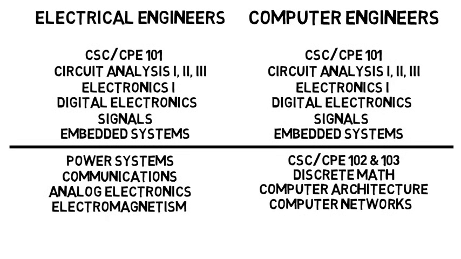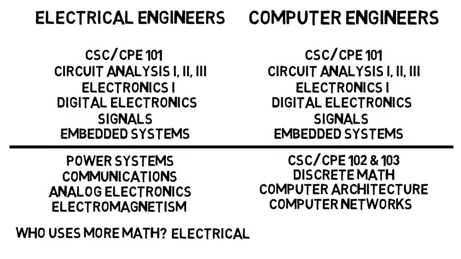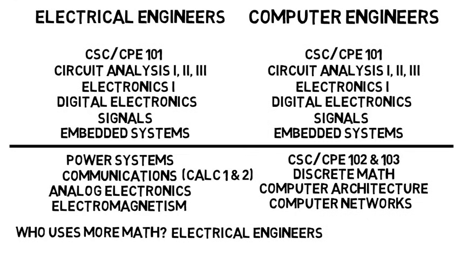Now, as I normally do, I want to answer who uses more math. And the answer here is definitely electrical engineers. The communications class uses math concepts from the signals class, which requires calculus 1 and 2. The electromagnetism classes also require calculus 1, 2, and 3. Then all the other classes just involve a lot of systems of equations.